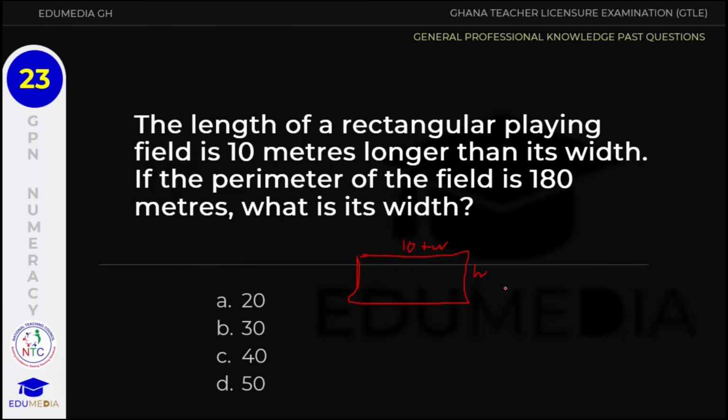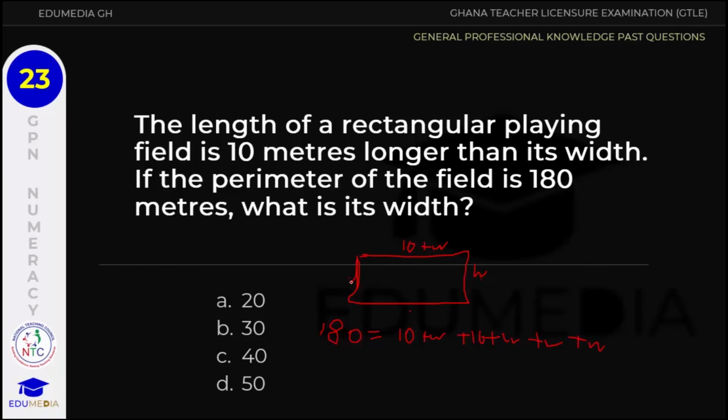rectangle. So the question is, if the perimeter of the field is 180. So perimeter is what? Adding up all the sides of the rectangle. Therefore, it's going to be this side plus this side plus this and plus this. So if that is it, then what is the width? So we have 180, that's the perimeter, and it's going to be 10 plus width, that is this side, plus 10 plus width, that is the bottom side, plus the width this side, plus the width again this side.